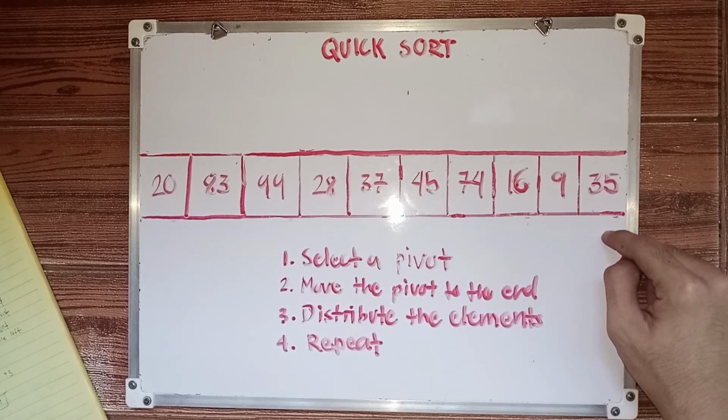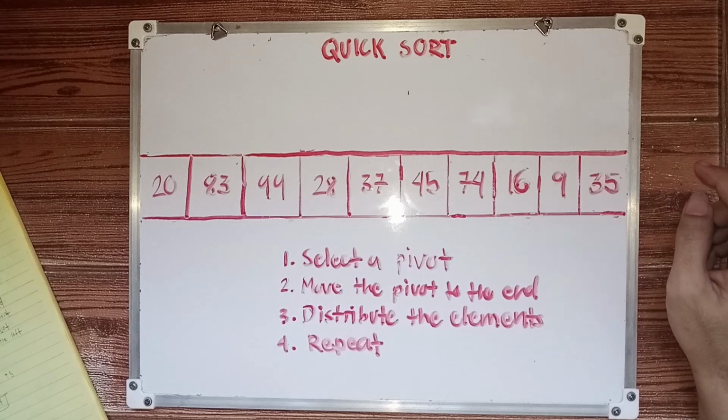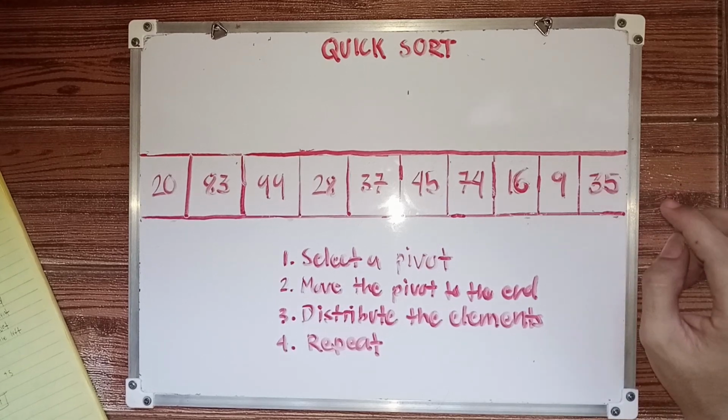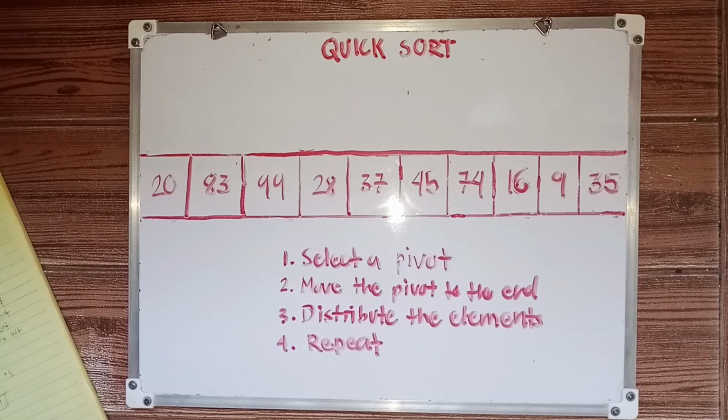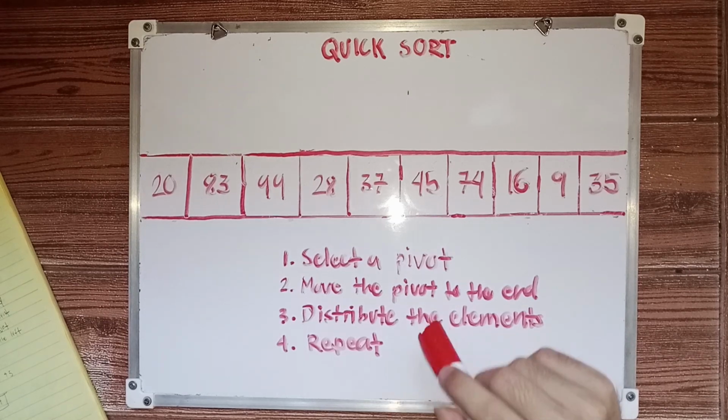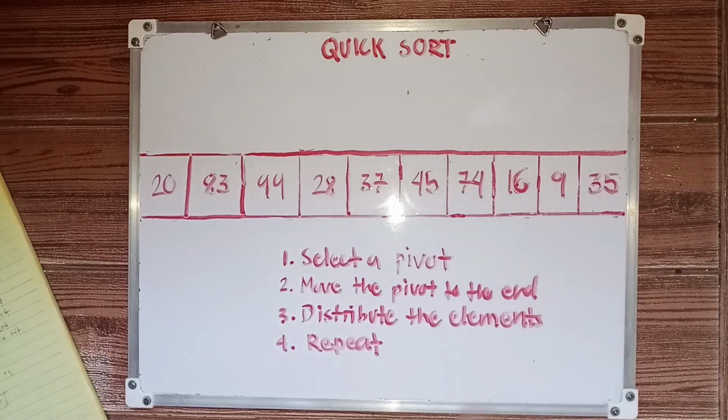Number 3, distribute the elements. So, meaning to distribute, after selecting a pivot, distribute the elements. The elements that are larger than the pivot, we move to the right of the pivot, and the elements that are less than the pivot, we put on the left side. And after that, repeat the process. We need to select a pivot again, and so on.